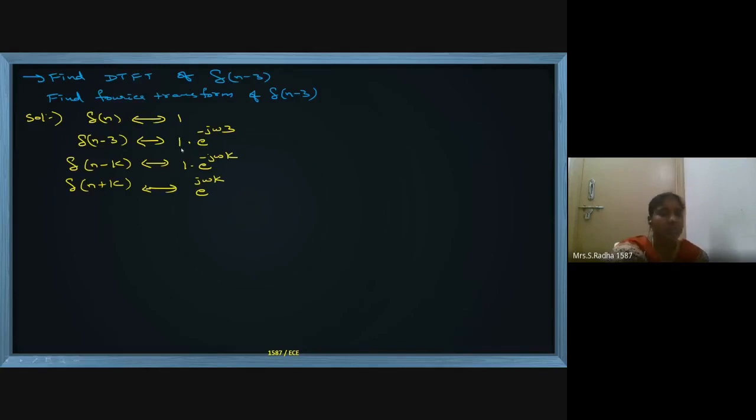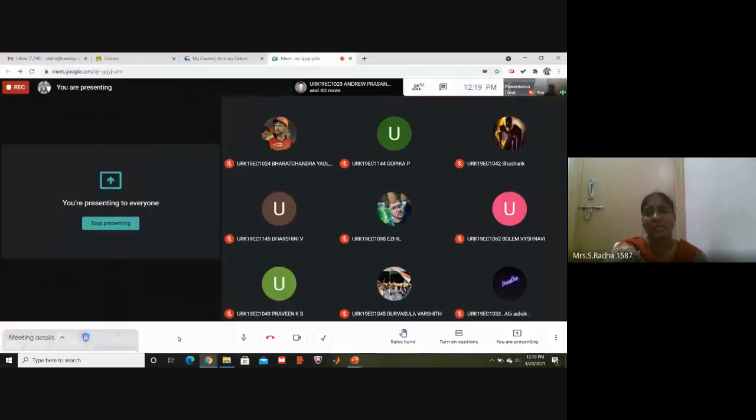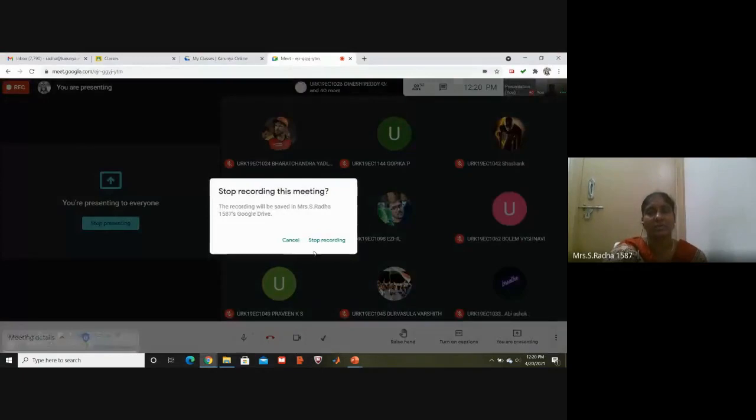So these are the properties and some problems in DTFT. Similarly, for other signals also, you can consider problems based on the properties. For system analysis, same story.